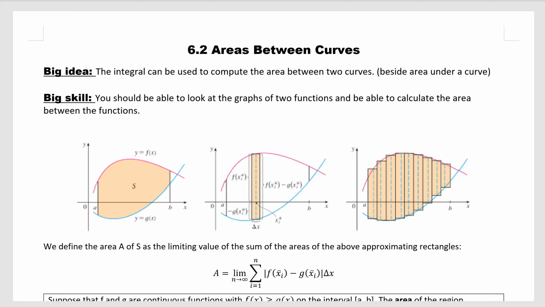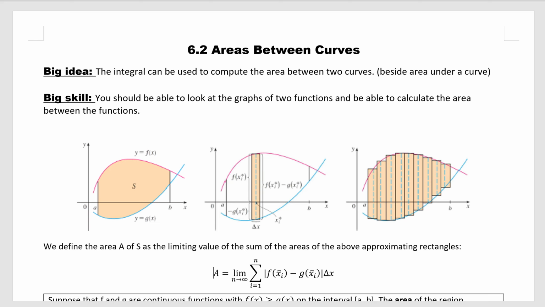Big skills: you should be able to look at the graph of two functions and calculate the area between them. Okay? So here we have the picture. We have two functions f and g, where f of x is greater than or equal to g of x. And this is the region, the area between those two curves, from x equals a to x equals b.